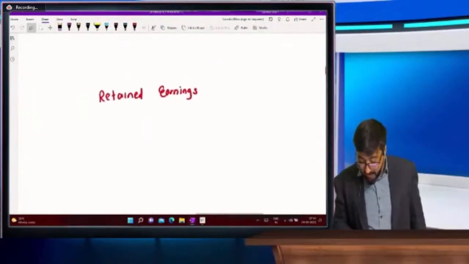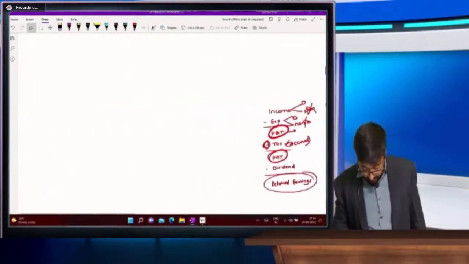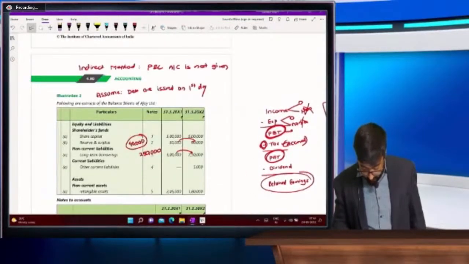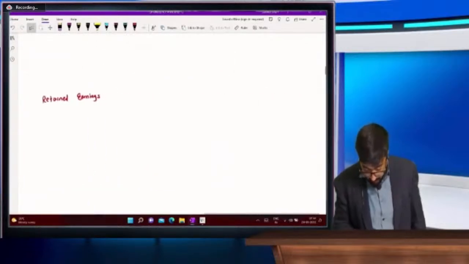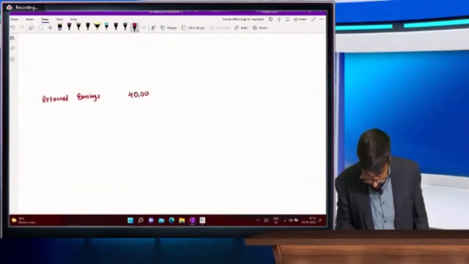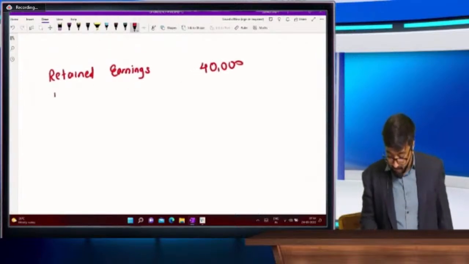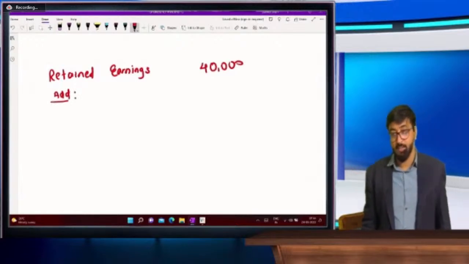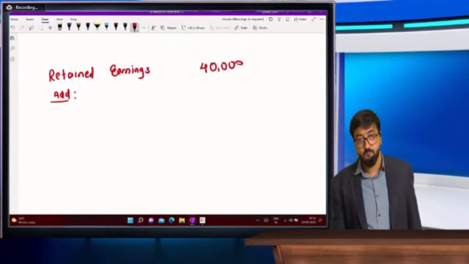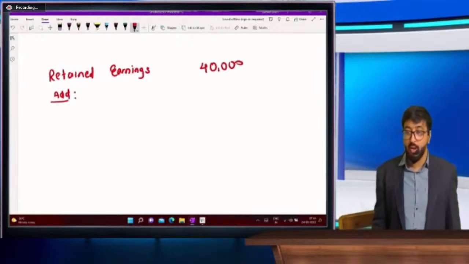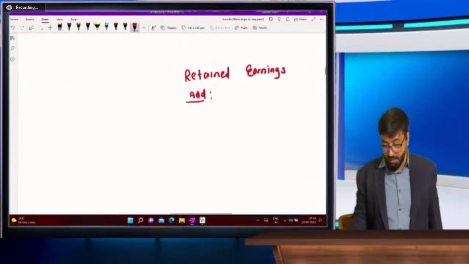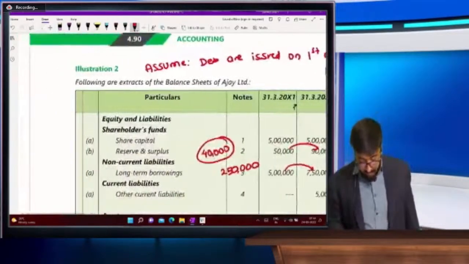So my retained earnings are 40,000. What I'm going to add first? Retained earnings. Actually, we do not have. This is an extract of cash flow statement. This is not the correct question. This is only extract.